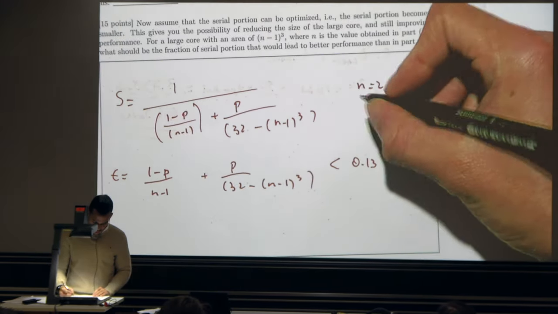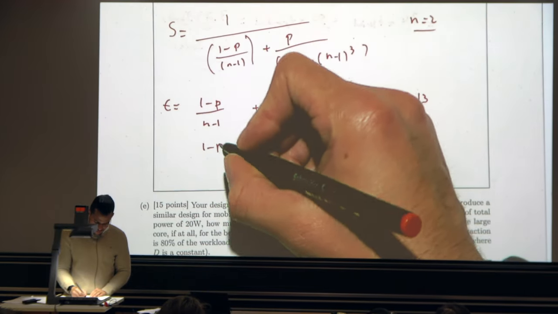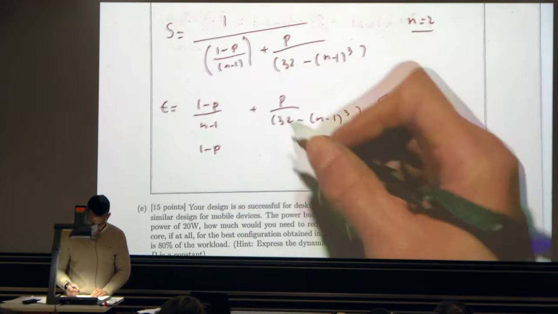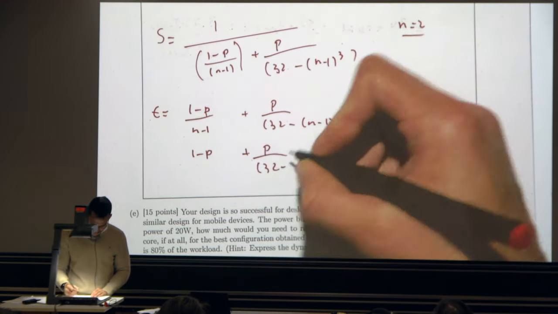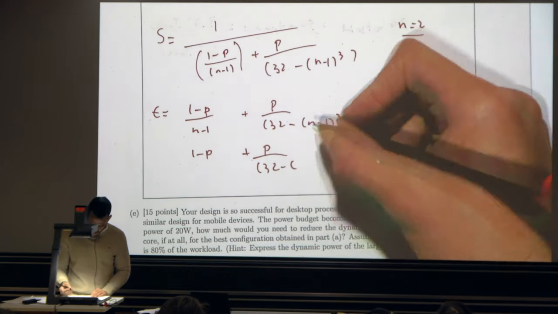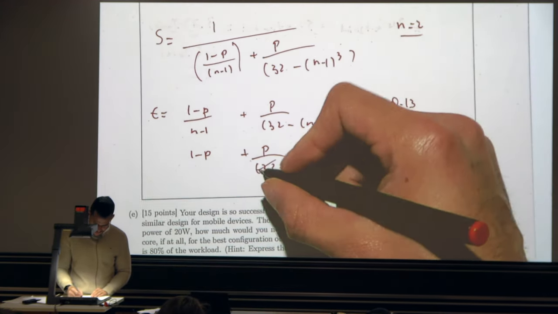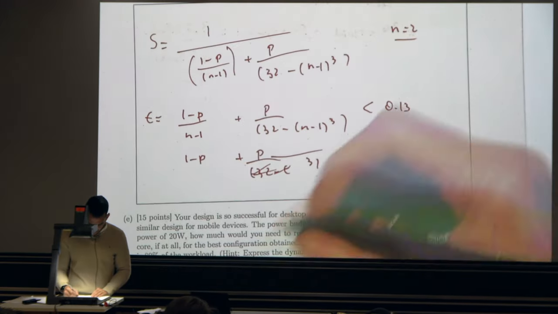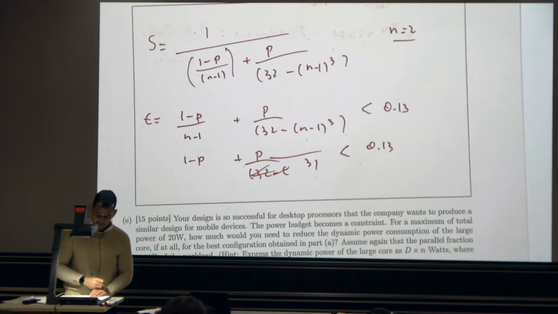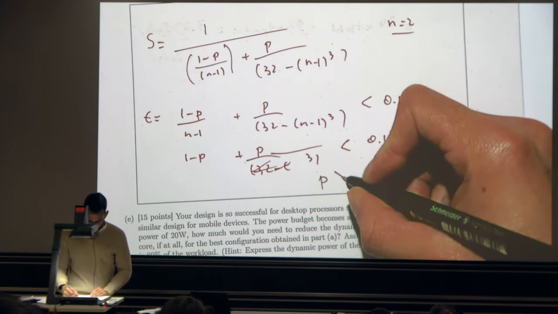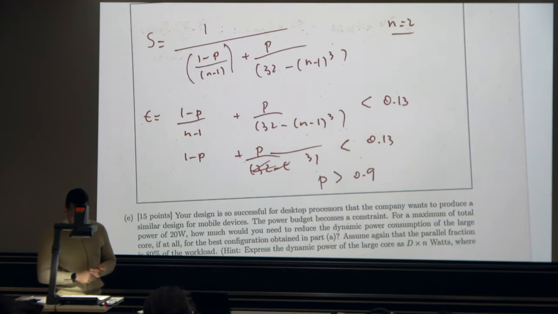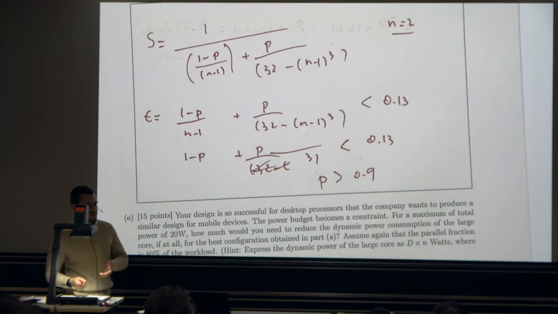Assuming that n is equal to 2, you have that (1 minus p) times 1, plus p over (32 minus 1, so this is actually 31), should be smaller than 0.13. And you do the calculation, you're going to find out that p should be larger than 0.9. So the parallel portion should be larger than 90% of the execution time now, if you still want to have performance improvements.